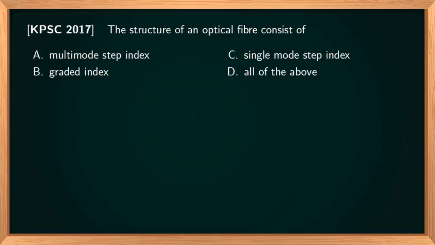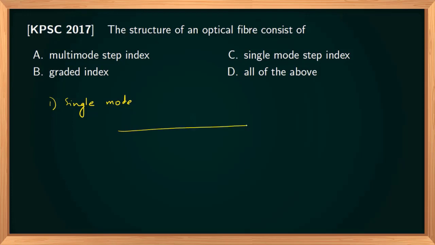Here we have a question. It asks about the structure of optical fiber. The structure of optical fiber consists of multimode step index, single mode step index, and graded index. One type of optical fiber is single mode. In single mode, the light propagates in a single or fundamental mode in the core. It allows a single light path and is typically used in laser signaling. It is very small in size. It has a core of approximately 5 to 10 micrometers in diameter.